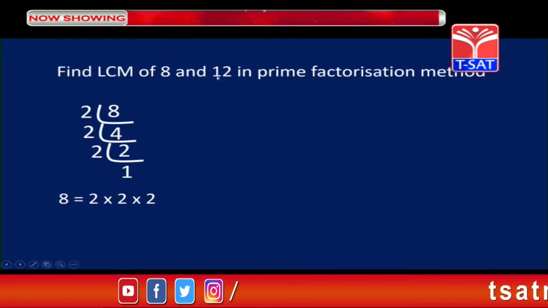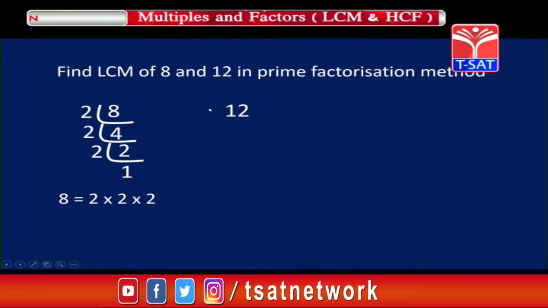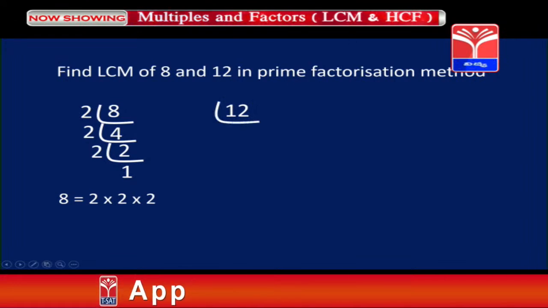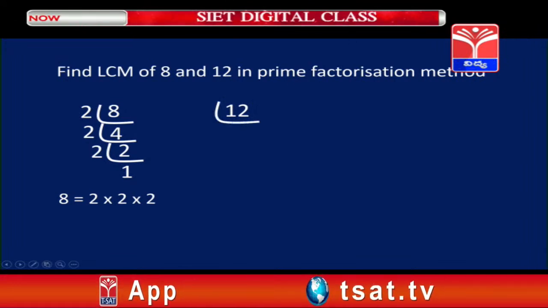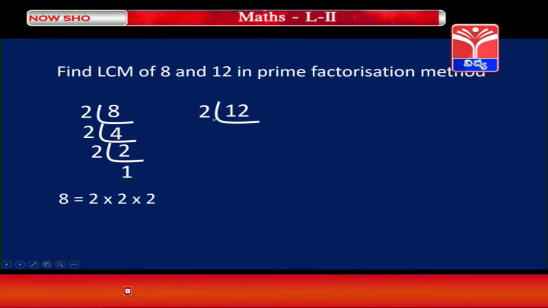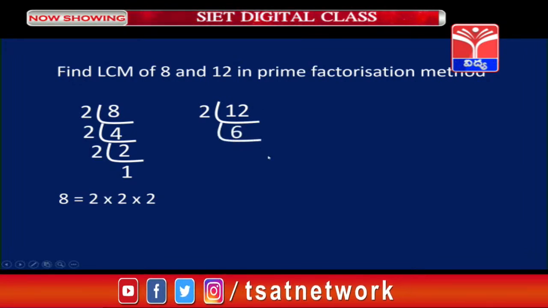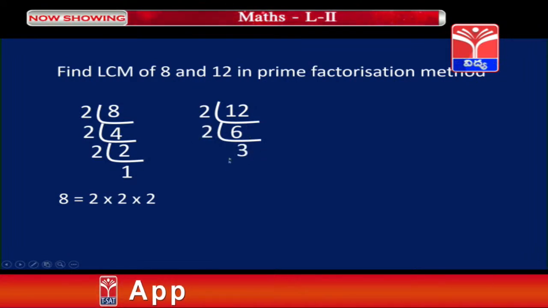Now let us take another number, 12. In the same manner, we need to divide this 12 by prime numbers. As it is an even number, let us divide this by 2. How many times 2 is 12? 2 into 6 is 12. Again, 6 should be divided by a prime number. As it is an even number, we need to take 2 into 3.